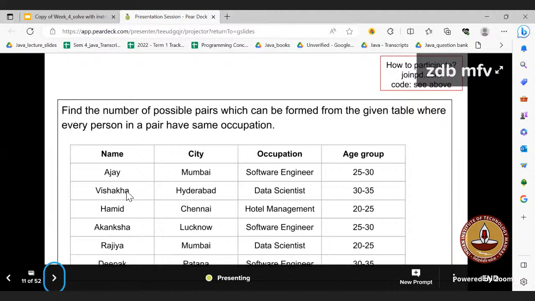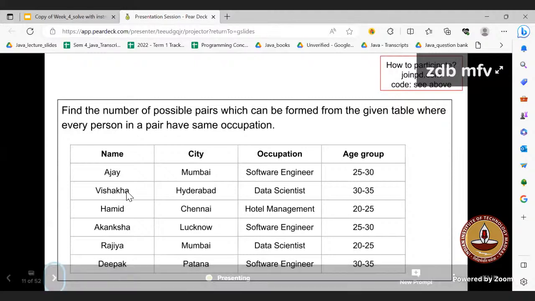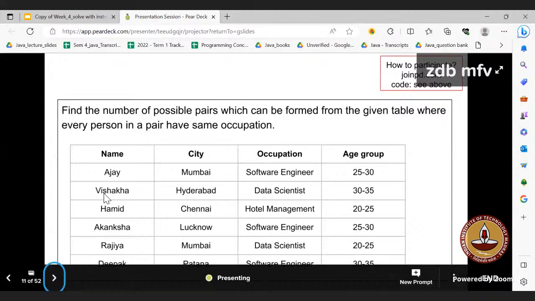Yes, ma'am. So if there are n objects in a bin, then the number of pairs will be n times (n minus 1) by 2. Yeah, so for 3 objects, 3 into (3 minus 1) by 2. How many pairs will you get? 3 pairs. Yes, ma'am. Yeah, that's also one way of doing that.